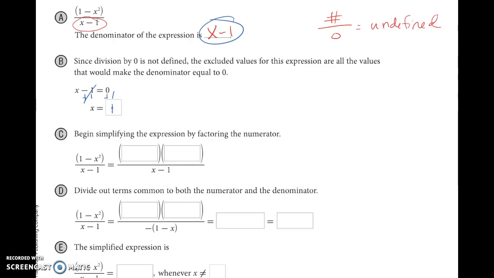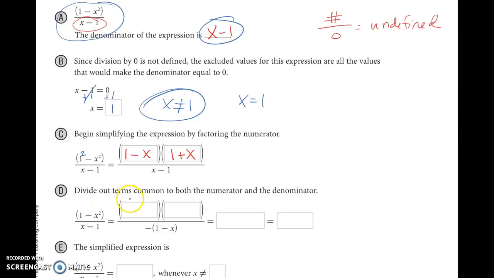So what you could say is that for this rational expression, x cannot equal 1. Or if it says find the excluded values, then you would say the excluded values are x equals 1. But we can't let x equal 1, otherwise we're getting an undefined expression here. So part B says, begin simplifying the expression by factoring the numerator. So our numerator, if you look, you have 1 minus x squared, and you can think of this as 1 squared minus x squared, which is a difference of squares. So if I factor this, I would have 1 minus x and 1 plus x.